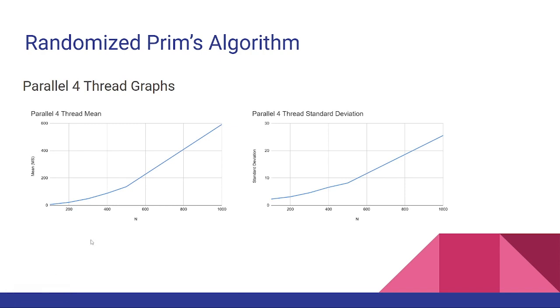The version of this algorithm with 4 threads was even slower than the previous one. At a grid size of about 50, it was around maybe 10 milliseconds, and once it hit a grid size of 1,000, it was approaching 600 milliseconds. The standard deviation is much worse as well. At a grid size of 50, it's around 3 to 4, and by the time it hits a grid size of 1,000, it's at maybe 26 or 27 milliseconds.